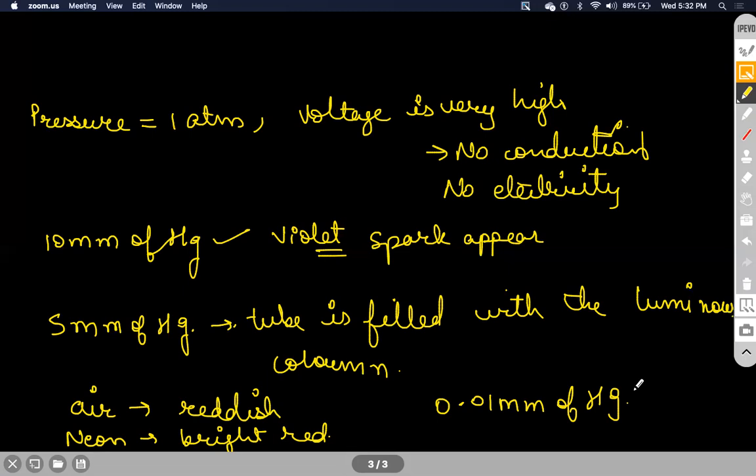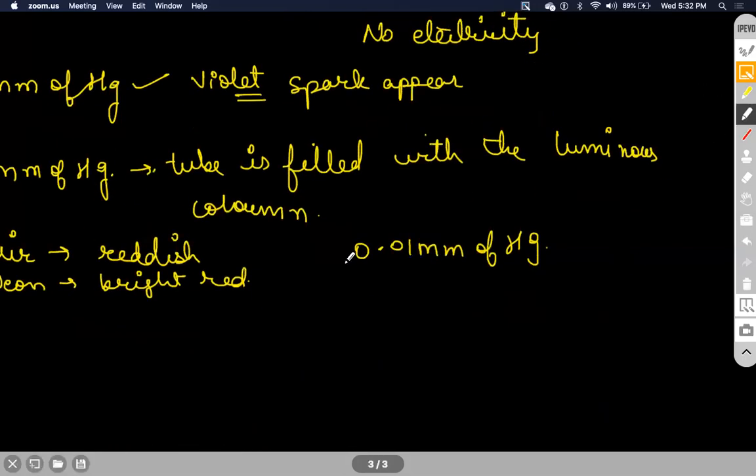It would look like a straight glow line. The glow will disappear. Very good, Pratik. If you reduce the pressure to 0.001 mm of Hg, the whole tube will become dark. Only there will be glow, the whole tube is dark.